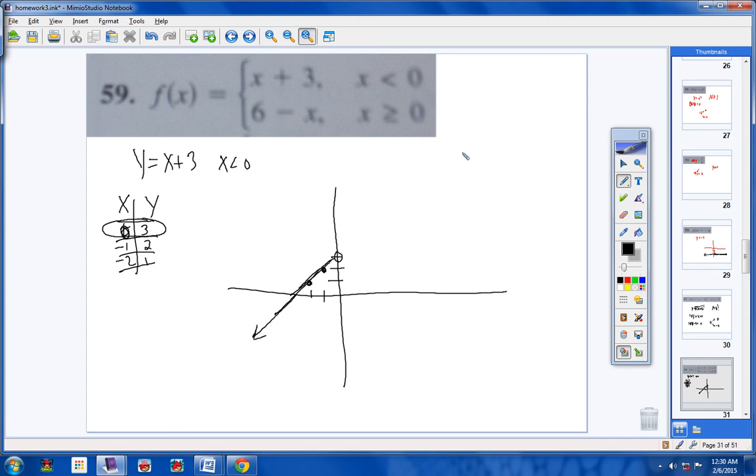Now let's quickly graph the other part. y equals 6 minus x, and your domain is x is greater than or equal to 0. So here we go. We're going to put 0 in for x, then 1, then 2. Put a 0 in, we get a 6. Put a 1 in, we get a 5. Put a 2 in, we get a 4. So (0, 6).